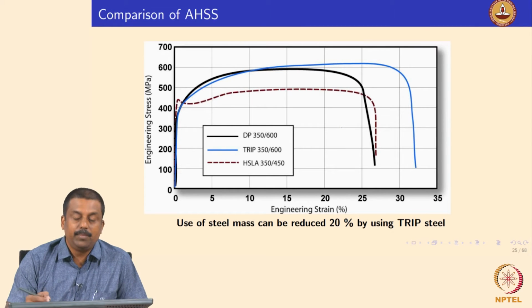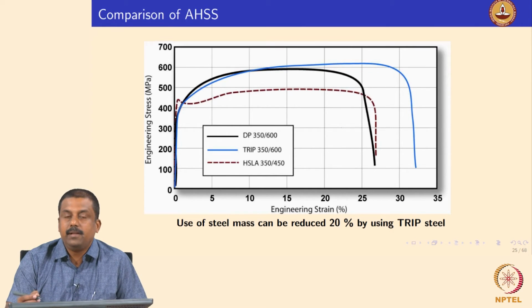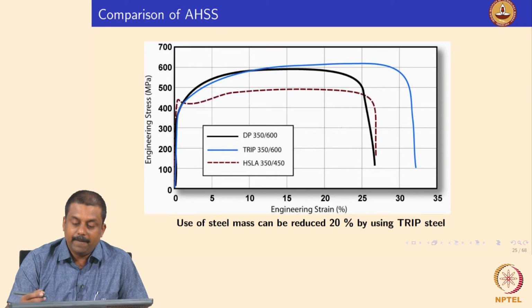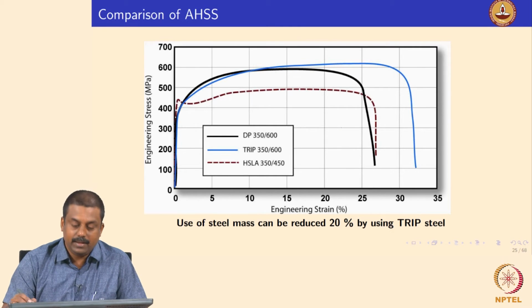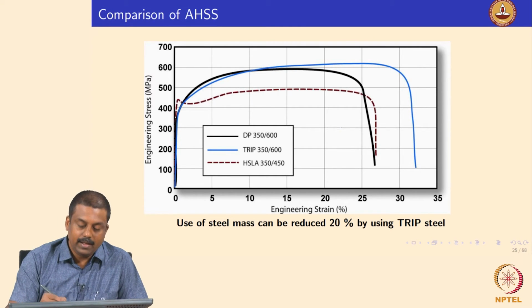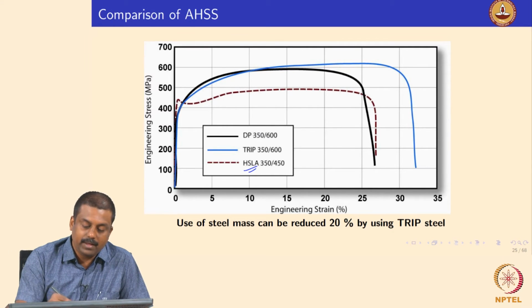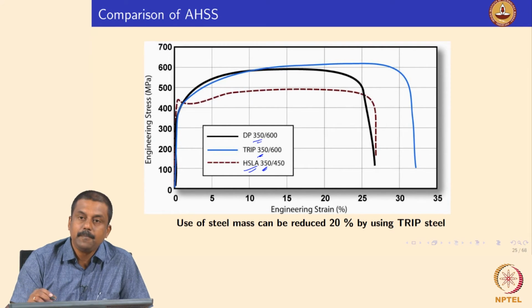So, we will go in detail about the mechanical properties and microstructure of these steels. So, why the TRIP and DP steels of first generation were very attractive in terms of mechanical properties is shown in this slide. This is a simple tensile testing result of HSLA and TRIP and DP steels. HSLA is high strength low alloy steels. If you look at all these three, TRIP, DP and HSLA, the yield strength is similar, right.